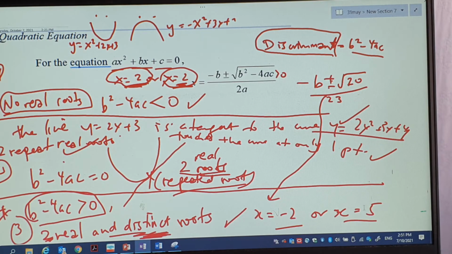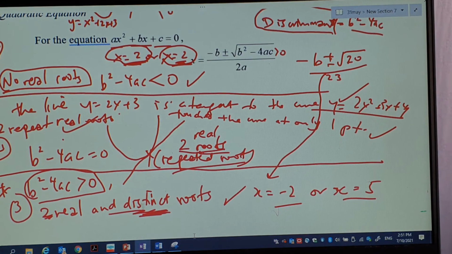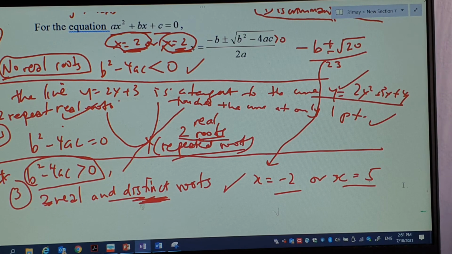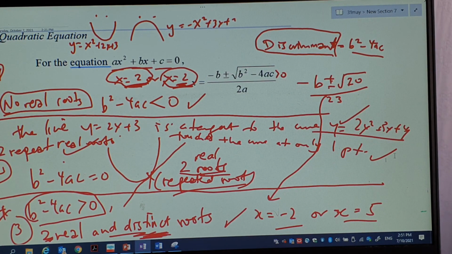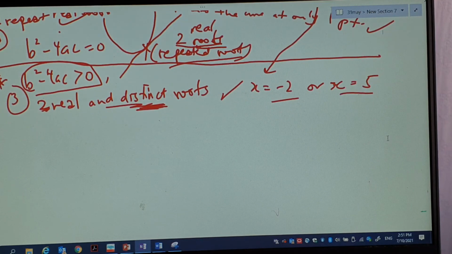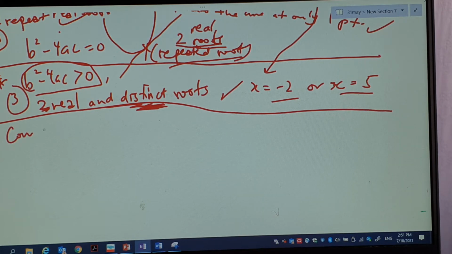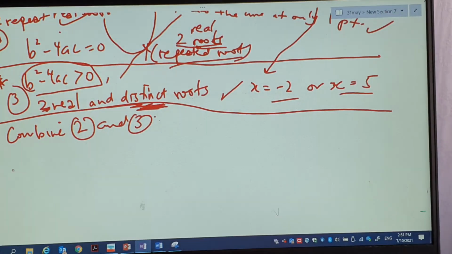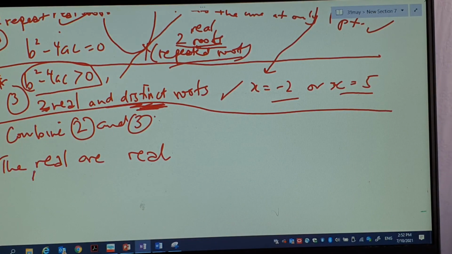Now, how to go to that side? I want to go right. Okay, never mind. Cannot go right. I go bottom. So in the last case, is when I combine 2 and 3 together. Then you say, what do you mean? 2 and 3, how to combine them together? The question may say, oh, the roots are real. Okay? There are 2 real roots. The roots are real.